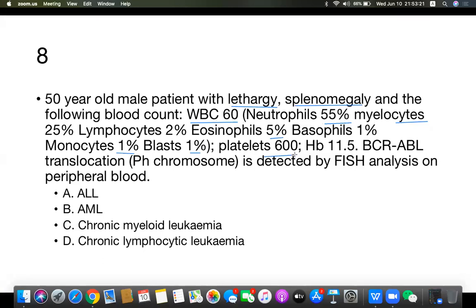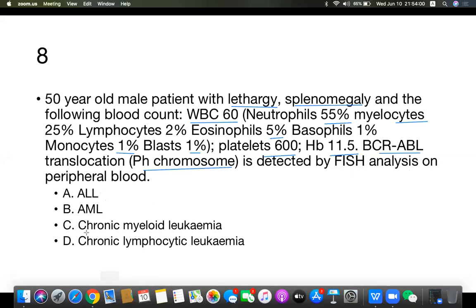Platelets 600,000, very high. So the WBC count is very high, the platelet count is also very high, and analyze which type of WBCs are there. They are mainly the mature ones: neutrophils, eosinophils, basophils, everything is there. Myelocytes are also considered relatively mature. The blast cells are just 1%. Hemoglobin 11.5, slightly low, and this is the absolutely important clue for you. BCR-ABL translocation, also known as the Philadelphia chromosome, is detected by FISH analysis. This is a genetic analysis on peripheral blood.